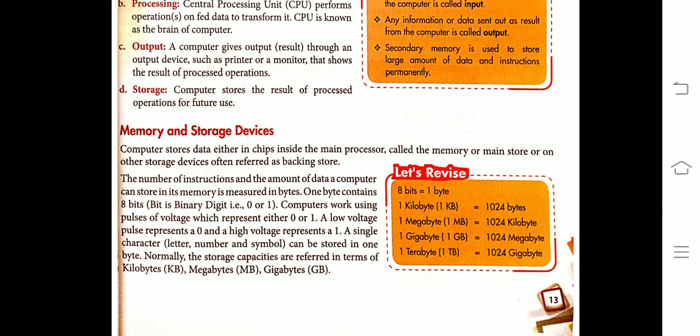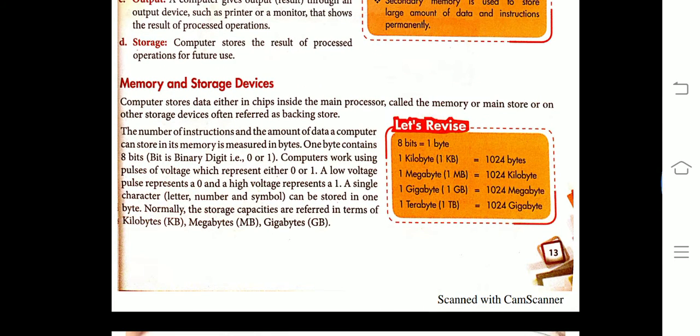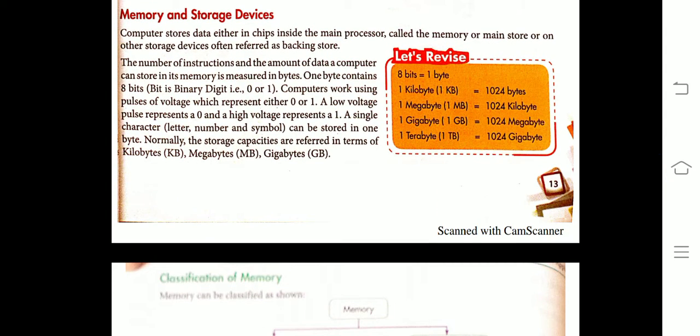There are two types of memory: primary and secondary memory. In primary memory, RAM and ROM are there. In secondary memory, hard disks, pen drives and secondary storage media are there, so CD, DVD, like that. So students, we have to focus here on the main IPO cycle: input, process, output, on which computer works. Okay, then memory and storage devices are there.